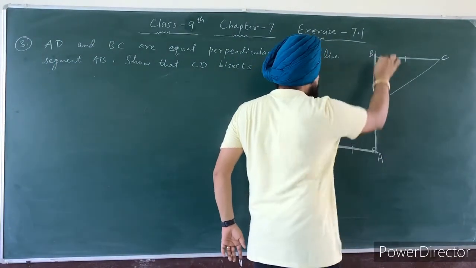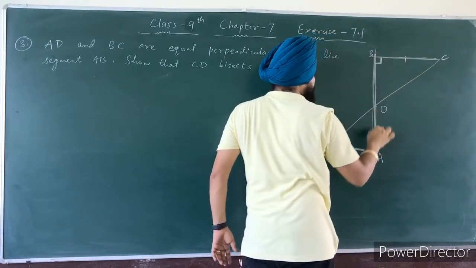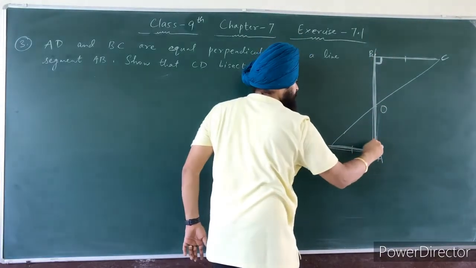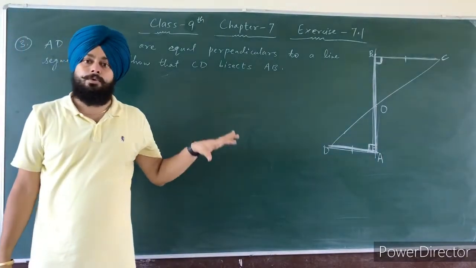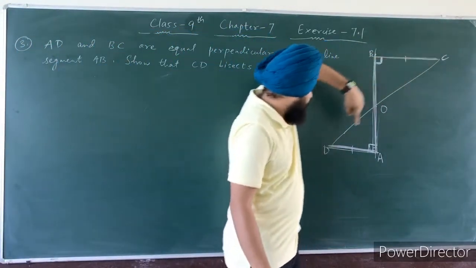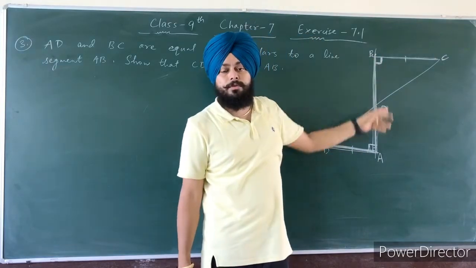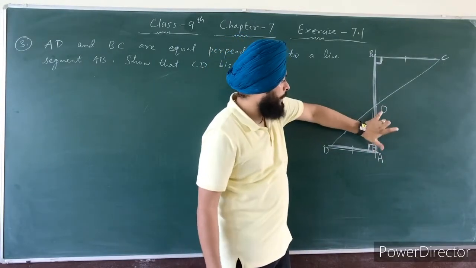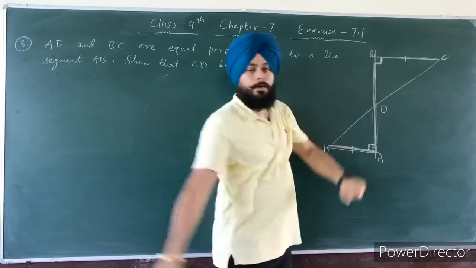It meets it at 90 degrees. This is CD. BC is perpendicular to AB and this is AD, which is also perpendicular to line segment AB. Okay. And AD and BC are also equal, given. Both are equal, given. Show that CD bisects AB. That means when you join C and D, it bisects line segment AB. Bisect means it is divided into two equal parts. It means you have to prove that AO is equal to OB. You have to show these parts equal.